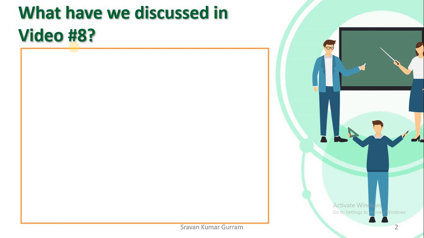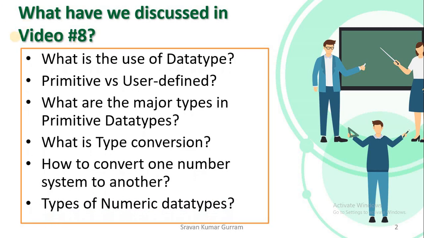Before starting today's video, let us recall what we discussed in our last video. What is the use of data types, primitive data types and user-defined data types? What are the major types in the primitive data types? What is type conversion? How to convert a number of one system to another number system? What are the different types of numeric data types available in Python? These are already covered in our previous video.